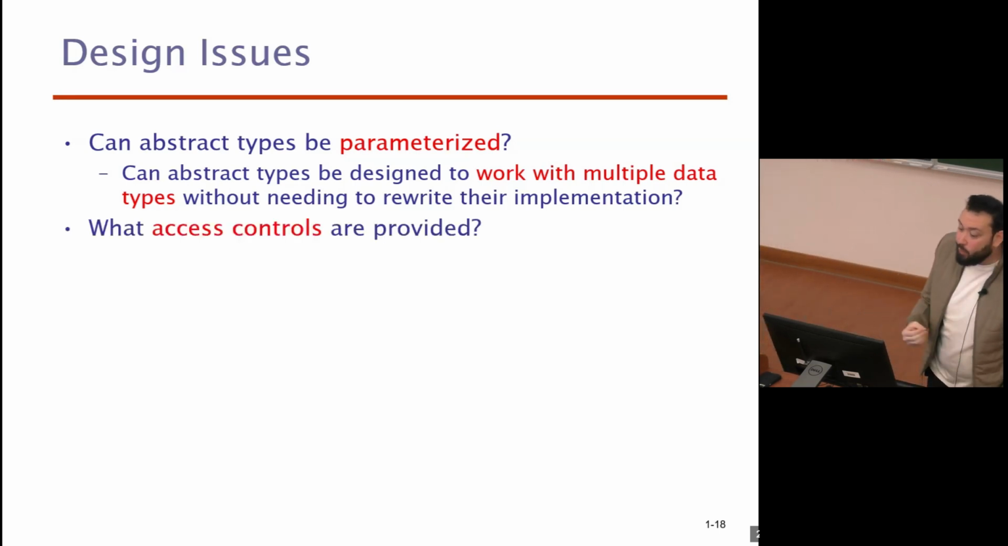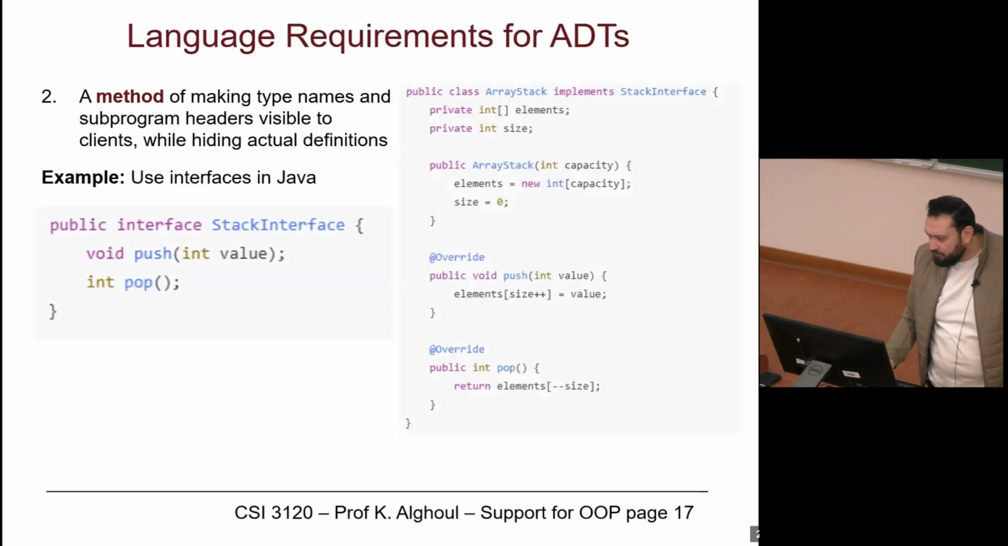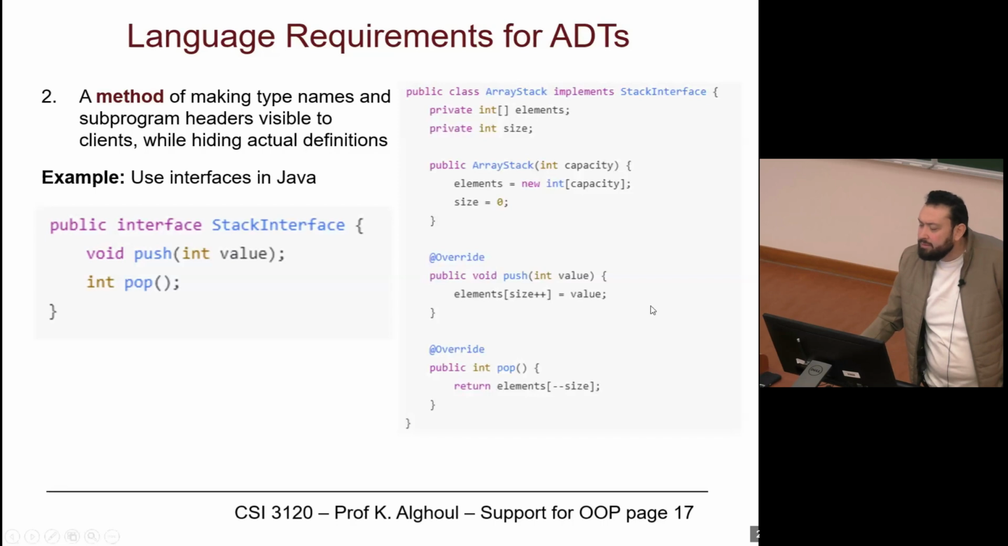Another one is what access controls are provided. Now we're just focusing on the formal terminology. When we say access control, what do you mean by access control? So inside the function, for example, here, what are the access controls, Michael? It's public. Public or private.